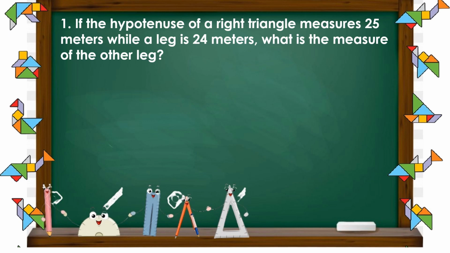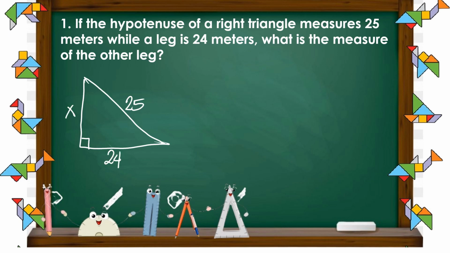So for number 1, you're given a right triangle. So let's just draw your right triangle. If the hypotenuse is 25, while a leg, or one of the legs, is 24. Let's just use this as 24. What is the measure of the other leg?